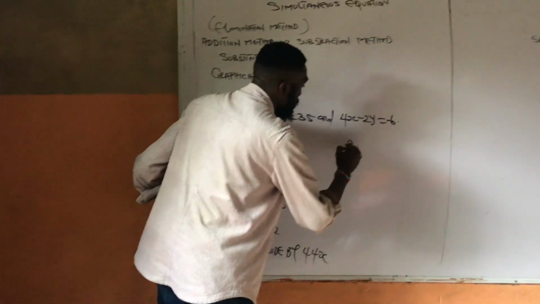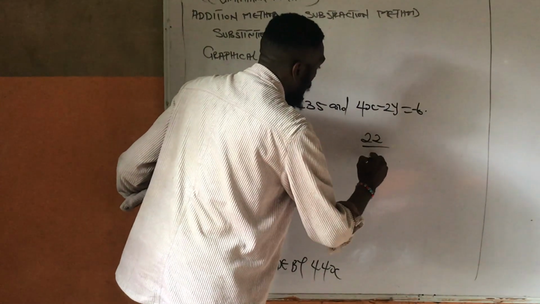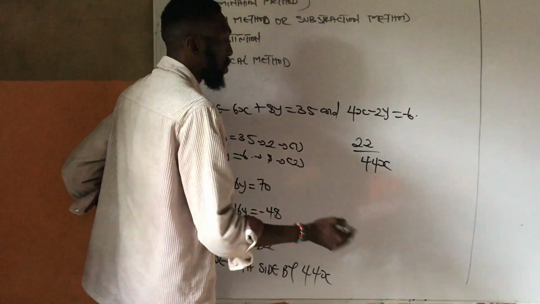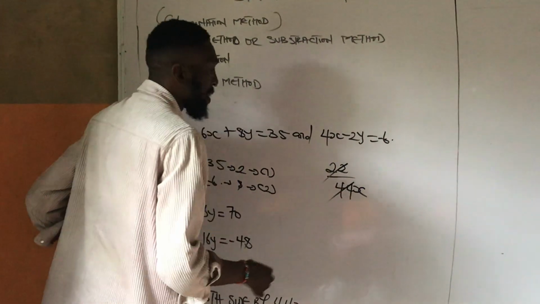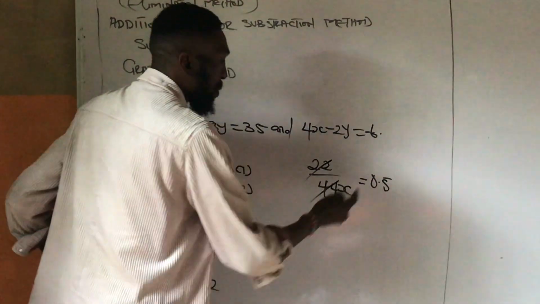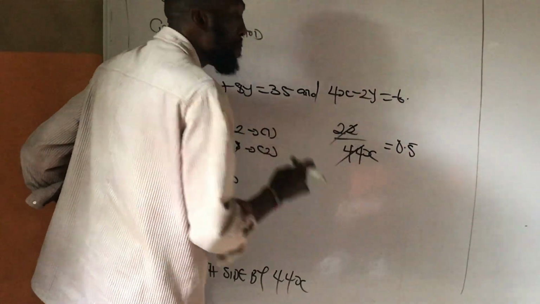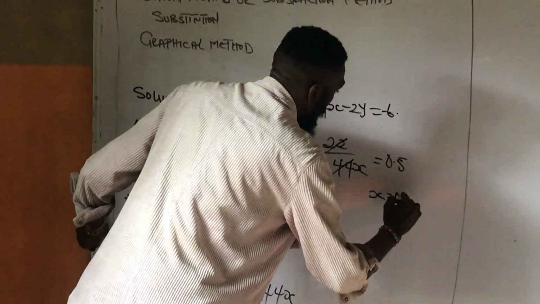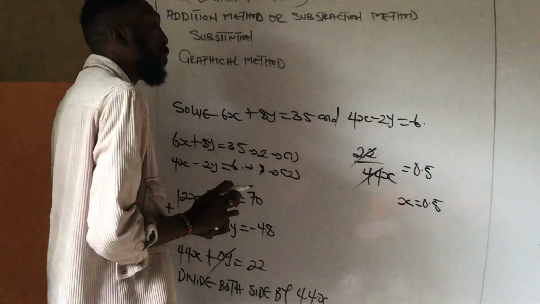So it's going to be 22 divided by 44x. I'm going to cancel to the simplest form. It means it's going to be 0.5. Now I cannot cancel x because x doesn't have another thing to cancel. Means at this junction, x equals 0.5. Now I've gotten x.